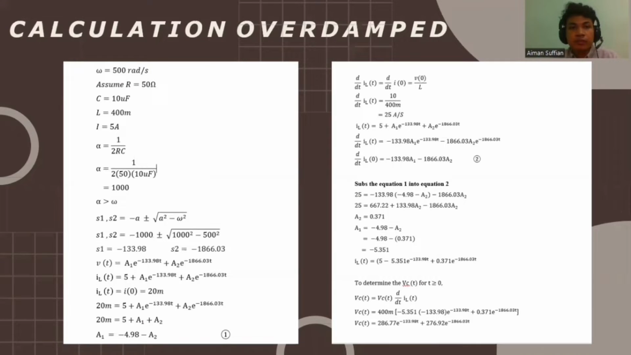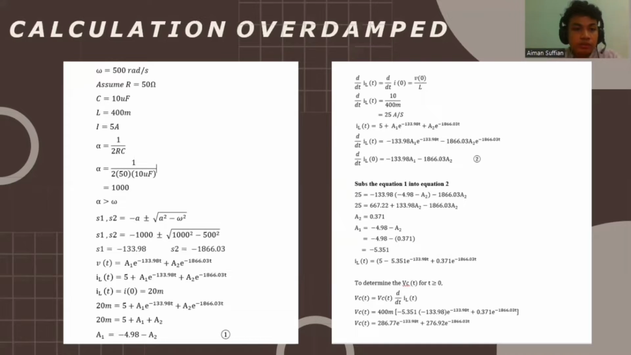So this is the first one, which is the overdamped circuit. The first thing we need to find is the resonant frequency, which is 500 rad per second. And then we find the damping factor value, which is 1000. So when the damping factor is greater than the resonant frequency, the circuit will be in overdamped condition.